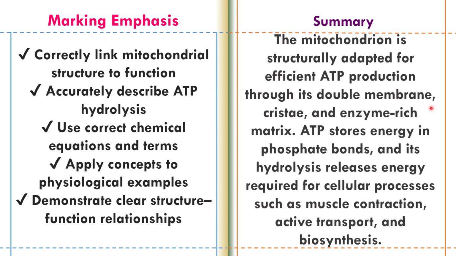Summary. The mitochondrion is structurally adapted for efficient ATP production through its double membrane, cristae, and enzyme-rich matrix. ATP stores energy in phosphate bonds, and its hydrolysis releases energy required for cellular processes such as muscle contraction, active transport, and biosynthesis.